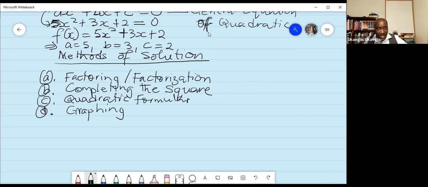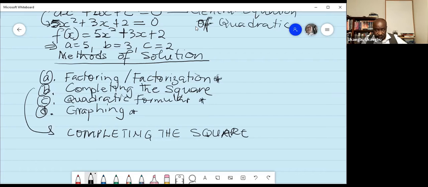While we were doing all these in Algebra 2, bridging the gap, we tried graphing, we tried the quadratic formula, and we tried factoring. So today we are going to start with completing the square. The good news is completing the square is the method that is used in deriving the quadratic formula.